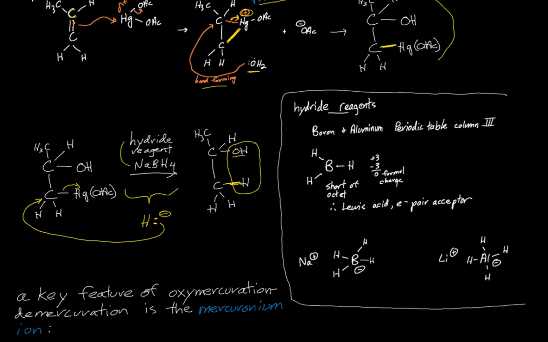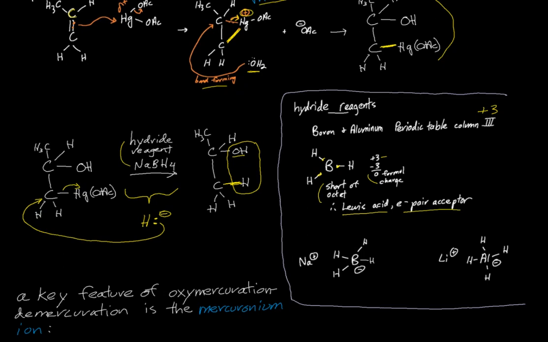A digression on hydride reagents is relevant. Boron and aluminum, if you look at the periodic table, are in column 3, which in formal charge counting would give us a +3 to begin with. A molecule like BH3 is +3 for boron, -3, 1, 2, 3 in formal charge counting, 0 formal charge. But notice BH3 is still short an octet. So it's an unusual case where it's neutral but short an octet.